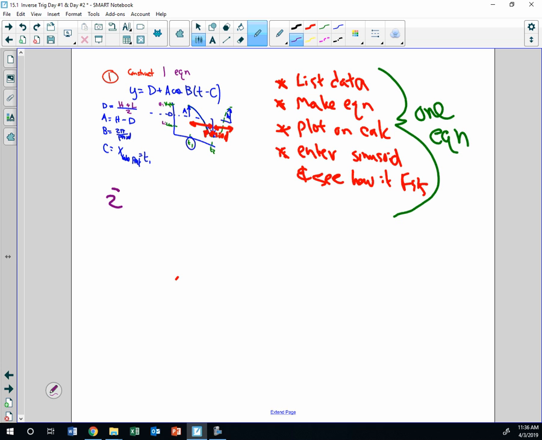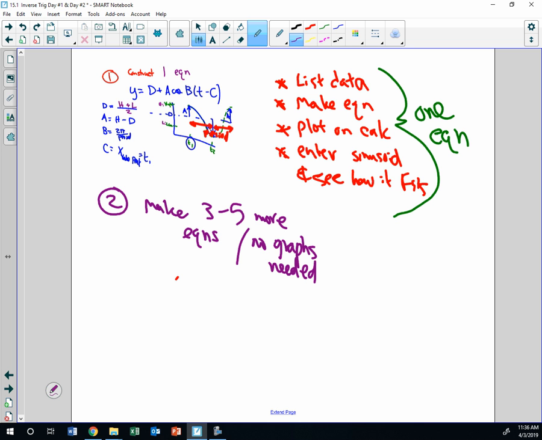Then for the second part, what I want you to do is make 3 to 5 more equations. No graphs needed. So the first one, you're going to graph it and plot it, take a picture or a screenshot or whatever you're going to do, and put it into your lab write-up. You're going to do this for one. But the other ones, you're going to list the town. And I would probably put latitude and longitude in for that. And then you're going to find the equation. Hope this is making sense.